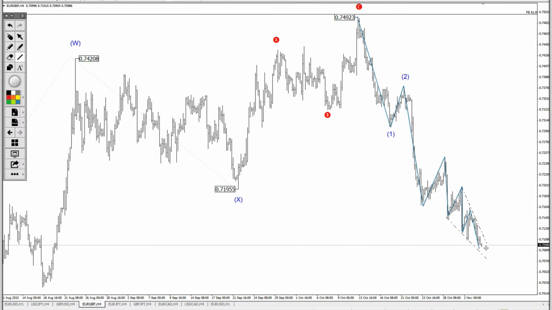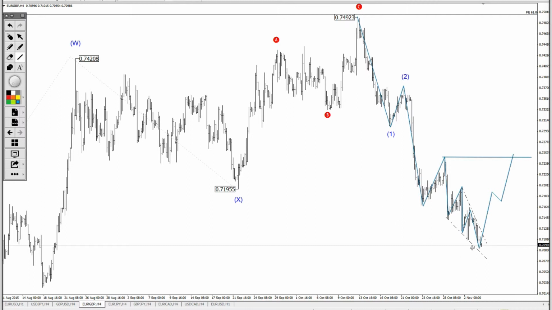So if this is a correct analysis, we can expect a move, a reversal here and a move higher. This can be a very swift and powerful move. Usually when this ending diagonal pattern occurs, there is a powerful reversal in the opposite direction. So we can expect maybe a move towards the previous 4th wave, which is around 0.724. So we can expect a reversal and a corrective move towards the 0.724 level.